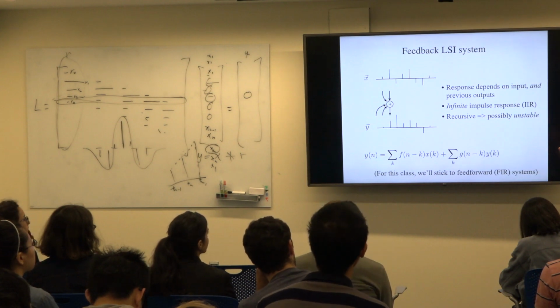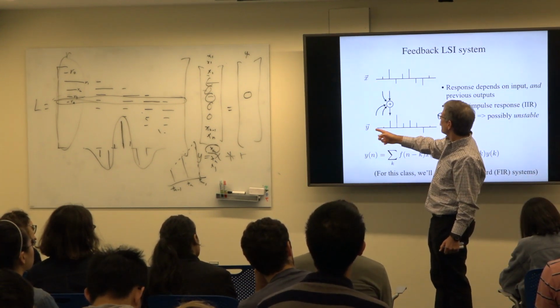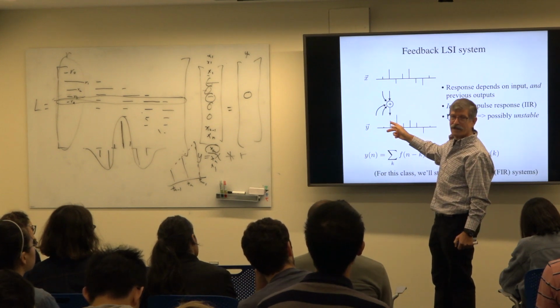are systems where they do this linear thing. So here's the input, here's the output. And what I'm going to do is going to be a linear combination, a weighted sum.